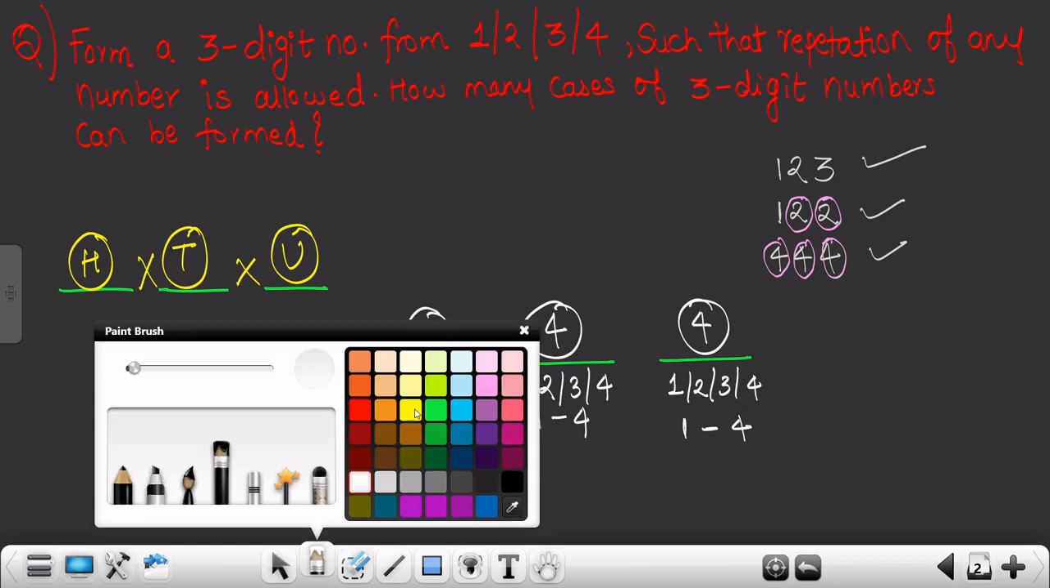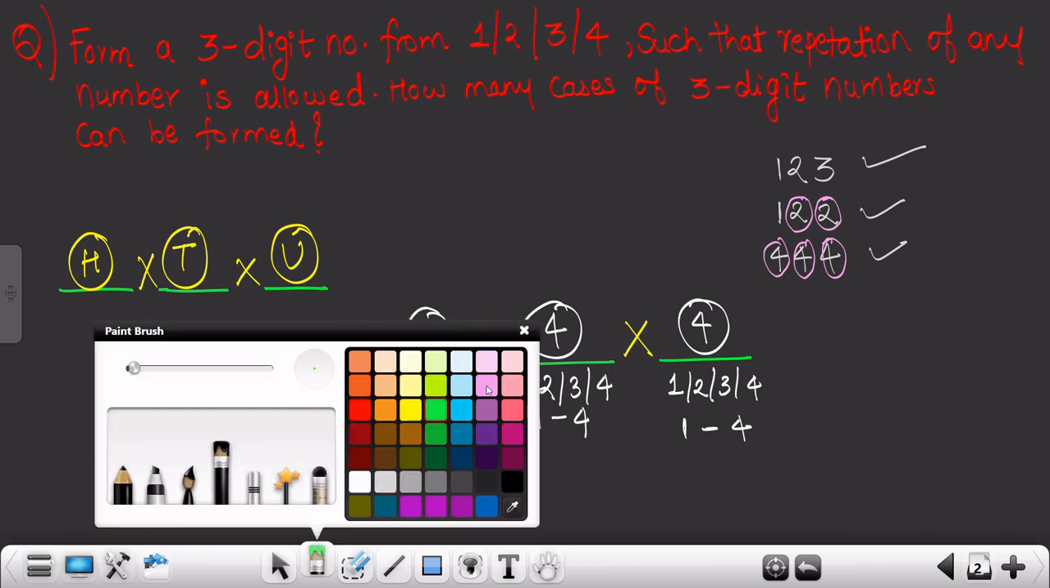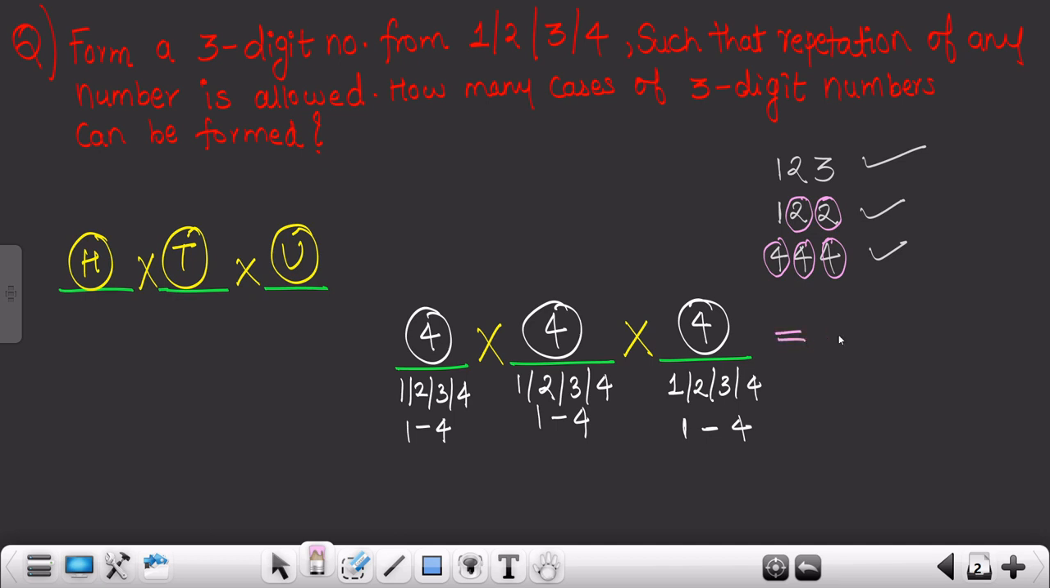And as you all know, to form a 3-digit number, we require units place, tens place and hundreds place. So if you multiply them, you end up getting 4 cubed, which is equivalent to 64. So 64 such cases of 3-digit numbers can be formed, provided repetition is allowed. I hope you understood this particular question.